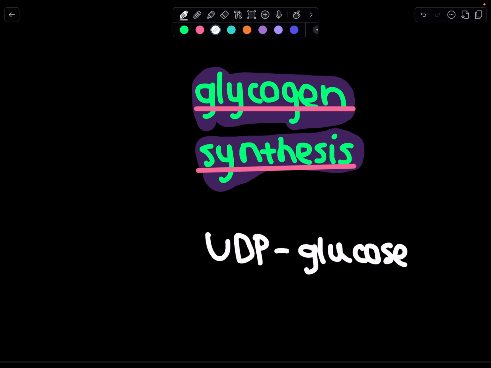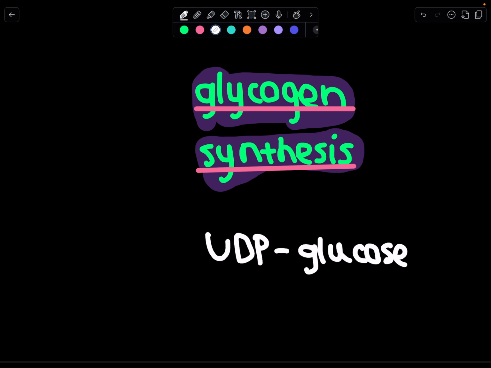Uridine in UDP-glucose has nothing to do with urine. It's a nucleotide base, like adenine in ATP, that forms part of UDP, which activates glucose for glycogen synthesis in the cytoplasm. Glycogen synthase takes UDP-glucose and adds the glucose unit to the non-reducing end of a glycogen chain, forming an alpha-1,4 glycosidic bond, releasing UDP.